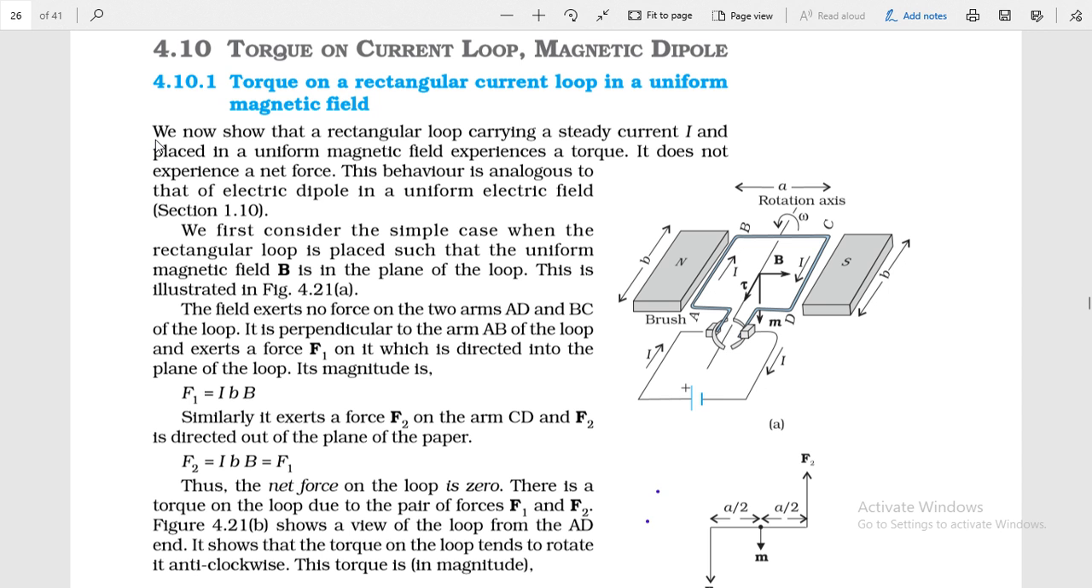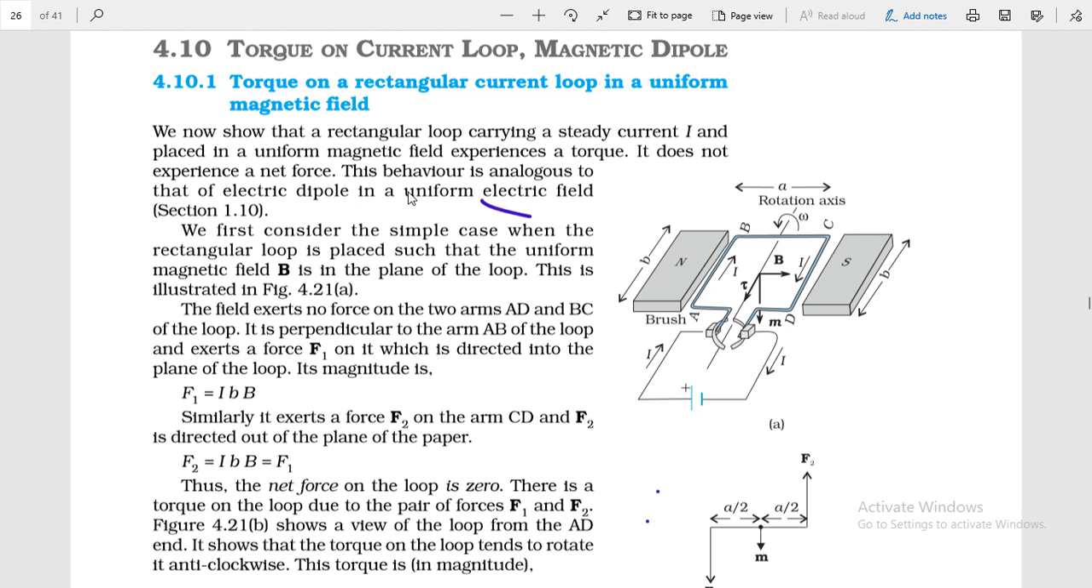We now show that a rectangular loop carrying a steady current I and placed in a uniform magnetic field experiences a torque. It does not experience a net force. This behavior is analogous to that of an electric dipole in a uniform electric field. Okay, the behavior is analogous to that of an electric dipole in a uniform electric field.